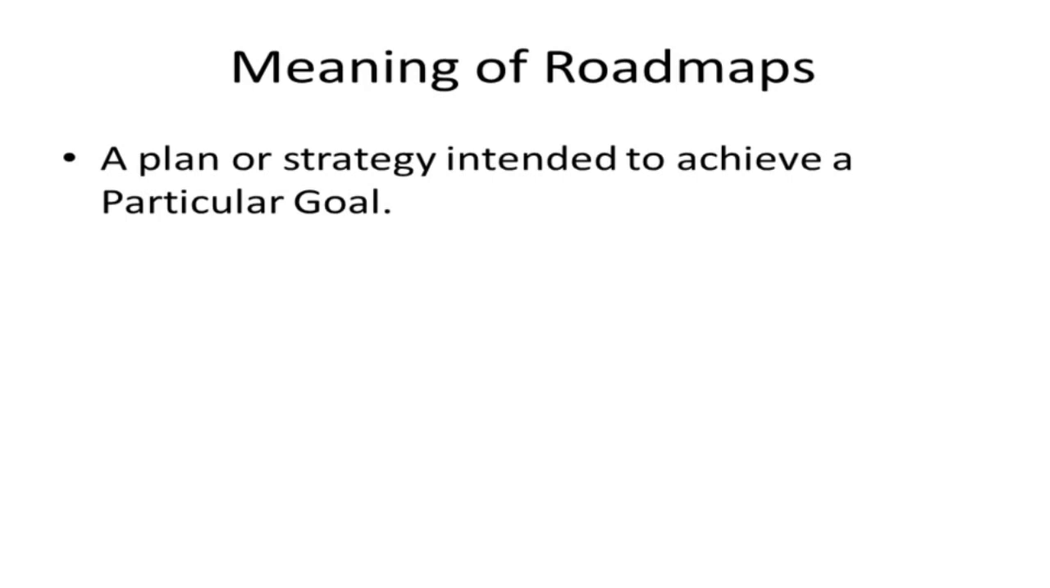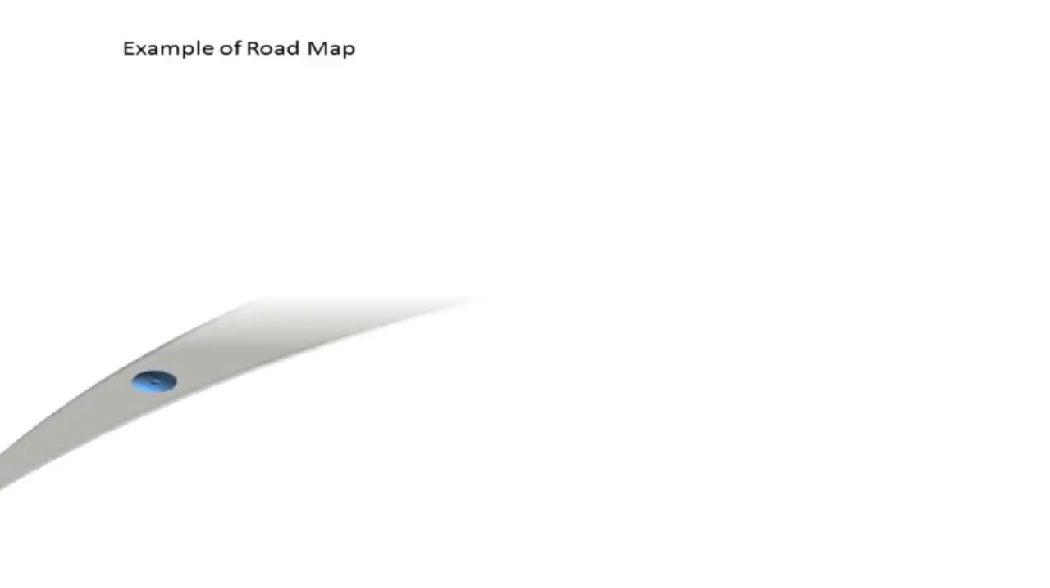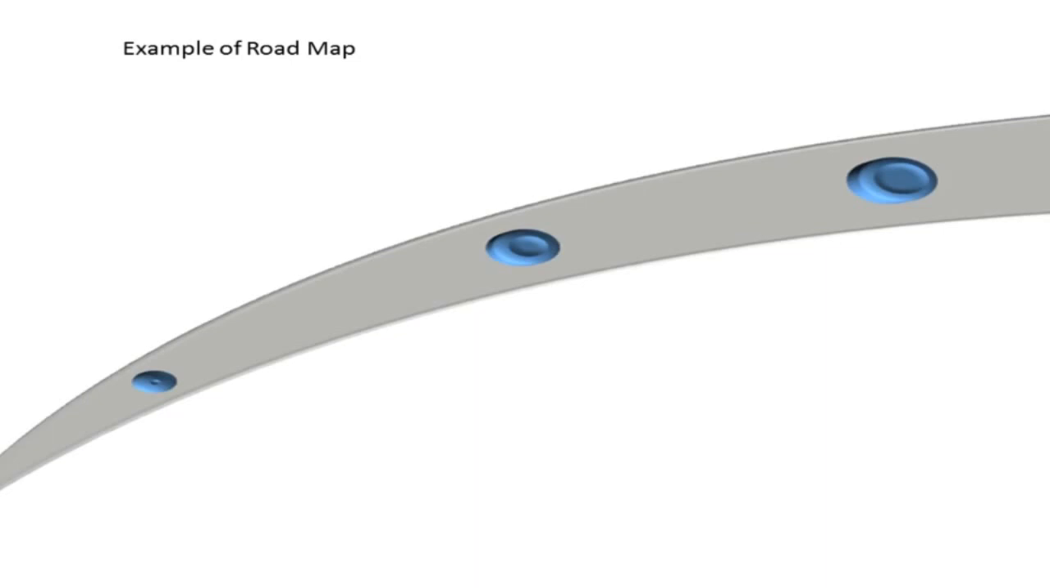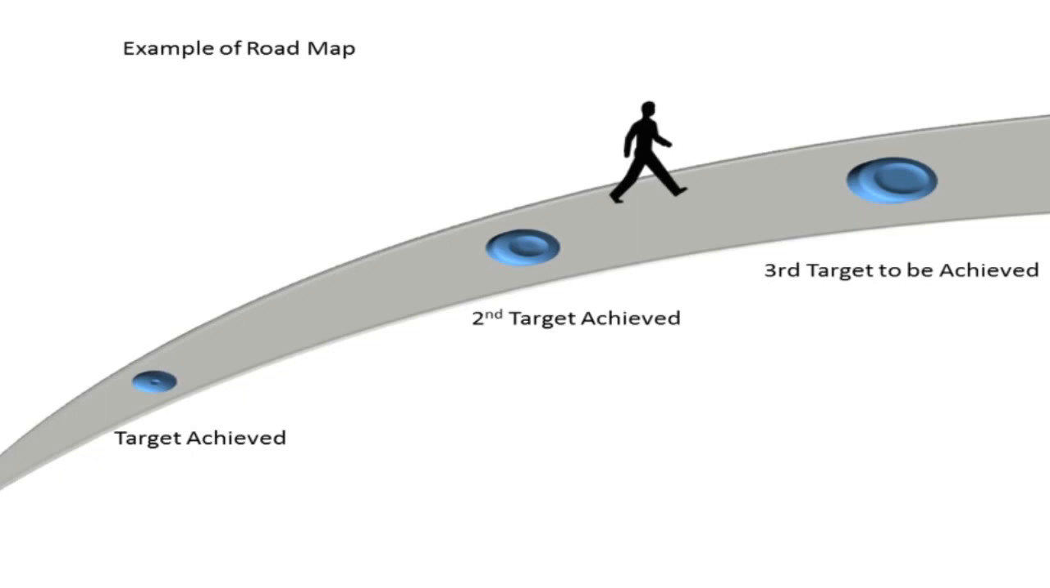The first example is this road being drawn here. Then this is the first target that has been achieved, the second target which is achieved, and now there is a person heading toward the third target, which needs to be achieved. So this is one example by which you can represent the targets you have already achieved and the final or next target you are heading towards.